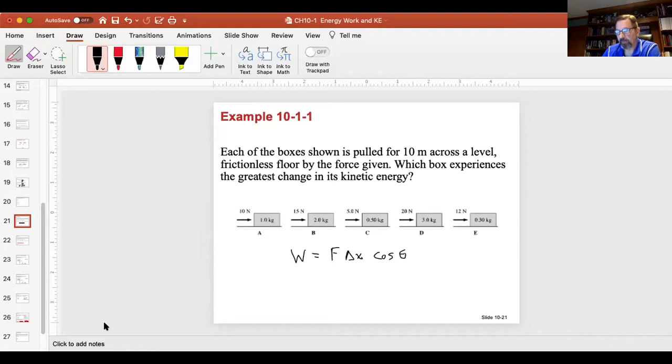It's been 1 minute, 20 seconds in poll. Let me share the results with you. D is the big answer. The distractor here is the various masses, which might cause you to think about acceleration. But remember, all boxes are pulled for the same distance. The angle between the displacement, which is presumably to the right here, and the force is 0. Cosine of 0 is just 1. So the biggest force will have the most work done. And so those of you that picked D, 16 of you, great job. That's exactly right. All right, let's move on.